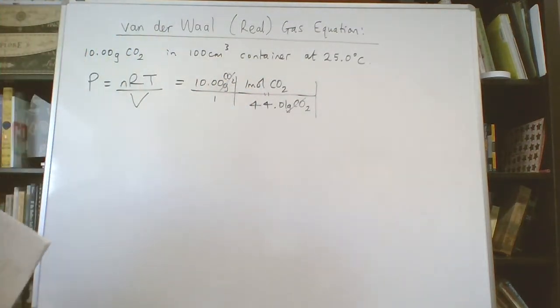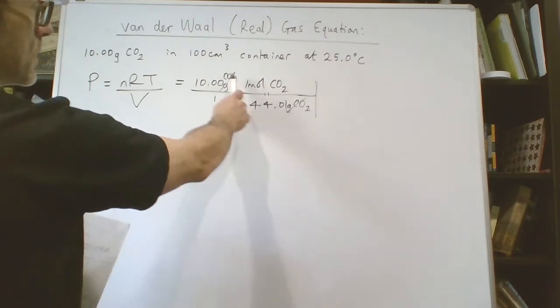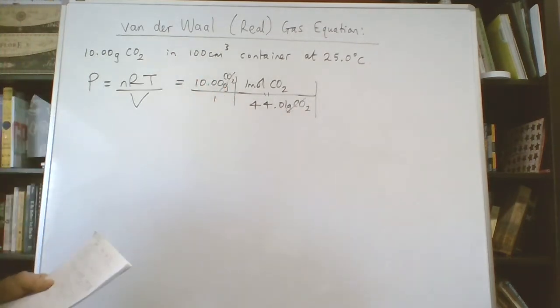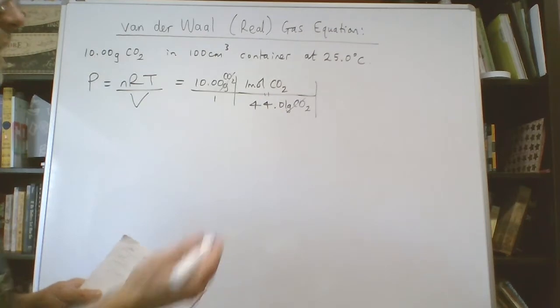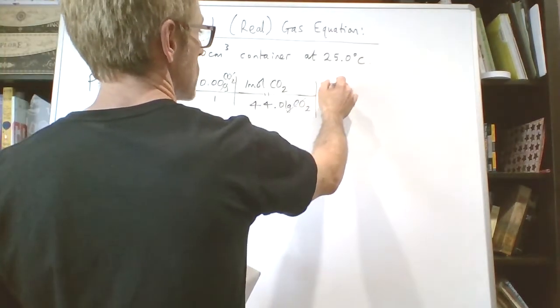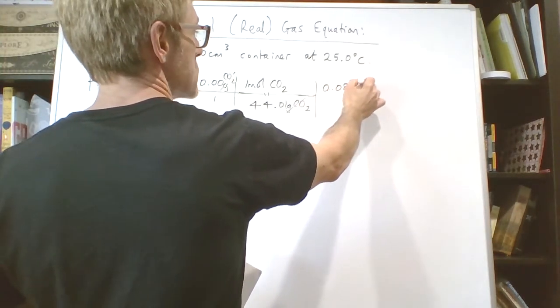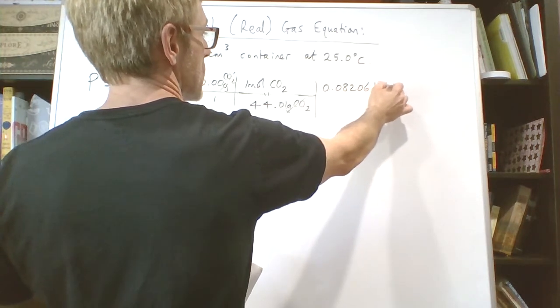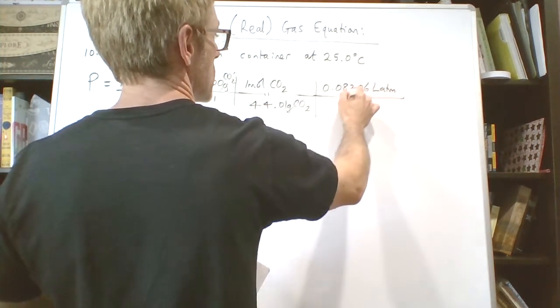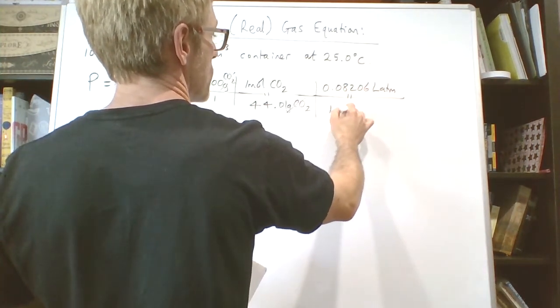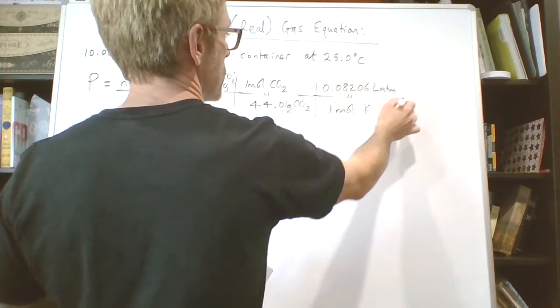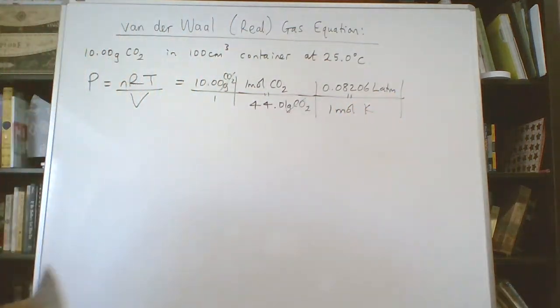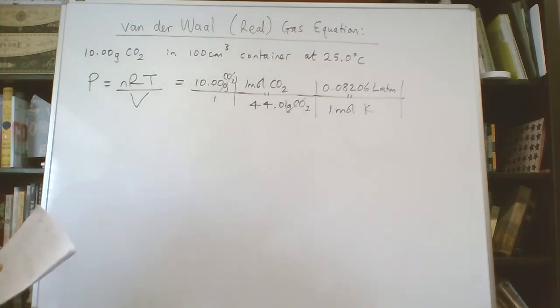So I cancel the formula weight of CO2 here with the input mass of CO2 here. I've got my ideal gas constant, 0.08206 liter atmosphere per mole Kelvin. And then I have temperature.